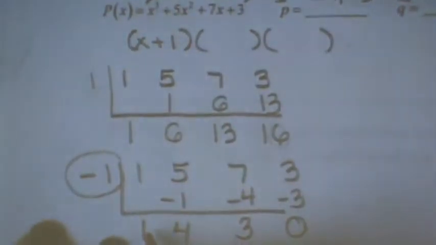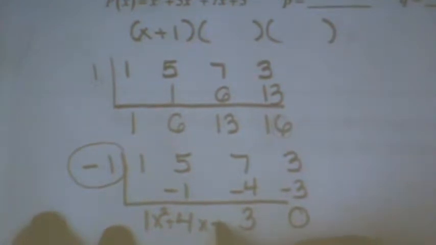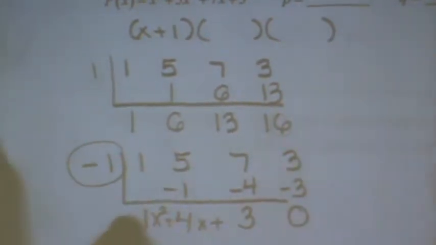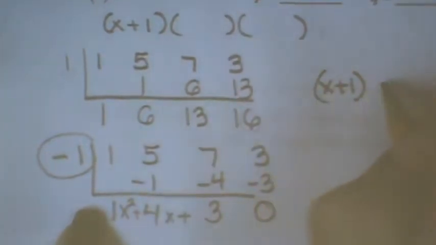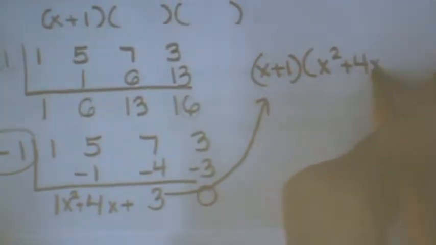So what do you have here? These are the coefficients one degree less than x cubed. So what's our answer here? 1x squared plus 4x plus 3. So what we have so far, we have x plus 1, and then from this, we have x squared plus 4x plus 3.